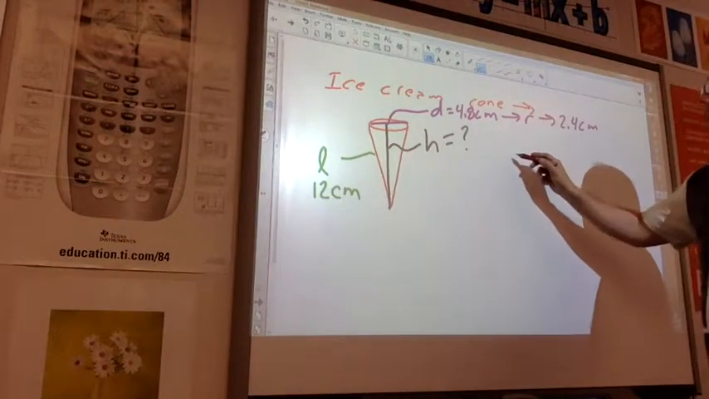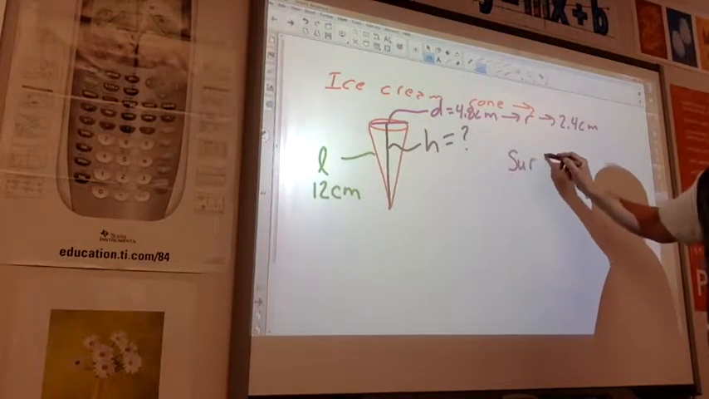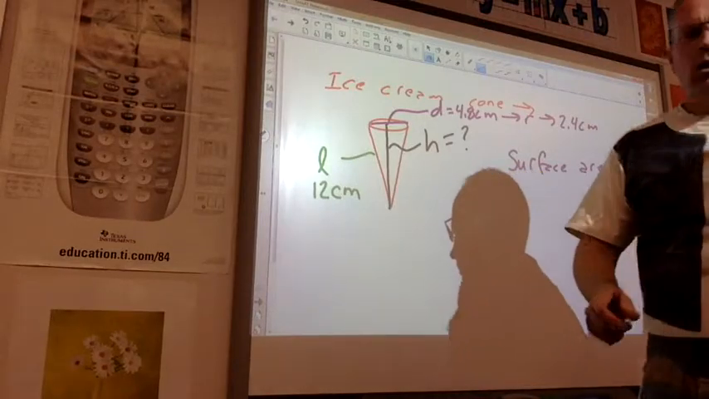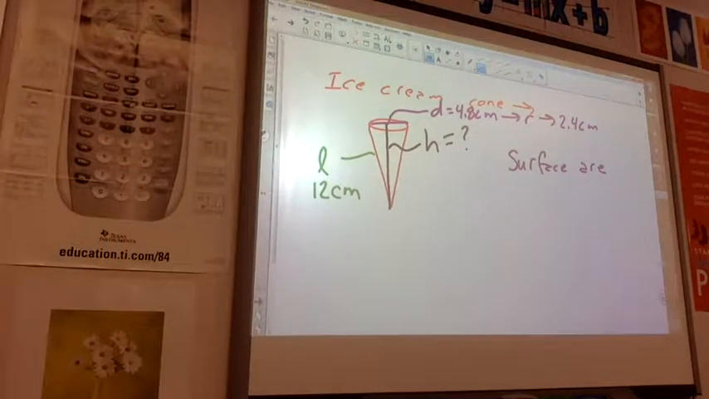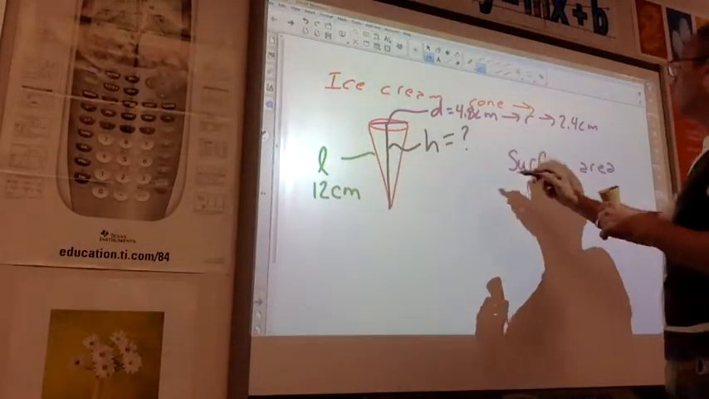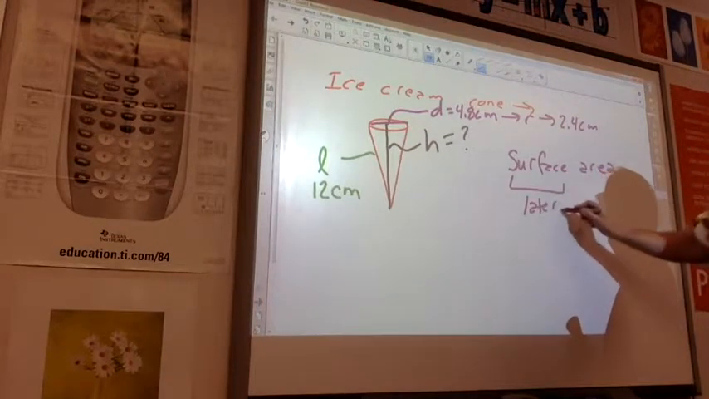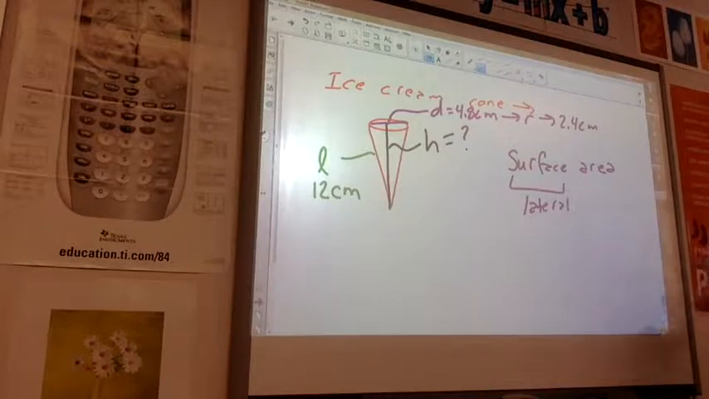We could find the surface area. And let's ask you all this. What kind of surface area does an ice cream cone really have, and why? A lateral. Why? Yeah, it needs a place to put the ice cream, right? So we only have a lateral surface area. So the lateral, which is just the cone itself.